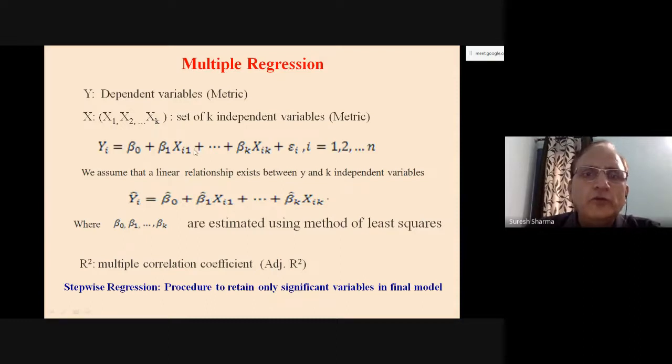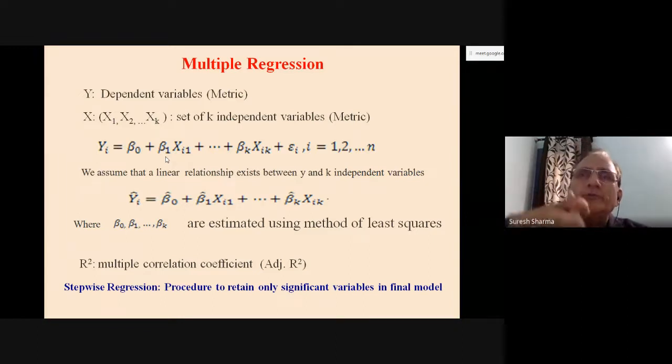Now, forget about what is happening after this plus, take only epsilon. So your model will be y is equal to beta naught plus beta 1 x1 plus epsilon. Then it reduces to a simple linear regression. Do not include x2, x3, xk, etc. Then it's a simple regression. So you can easily see that it is an extension from simple to a set of k variables, and these are independent. The technique is the same, everything is the same.